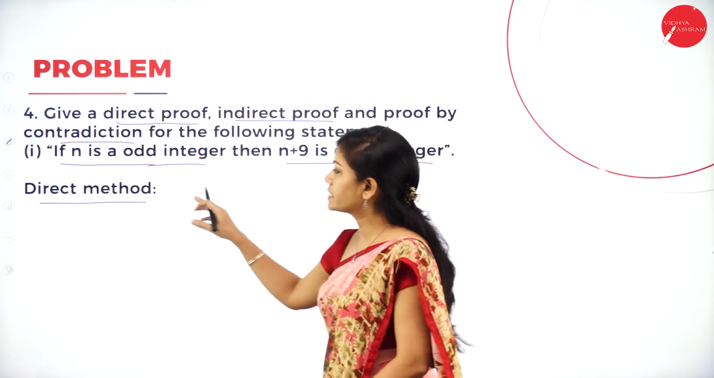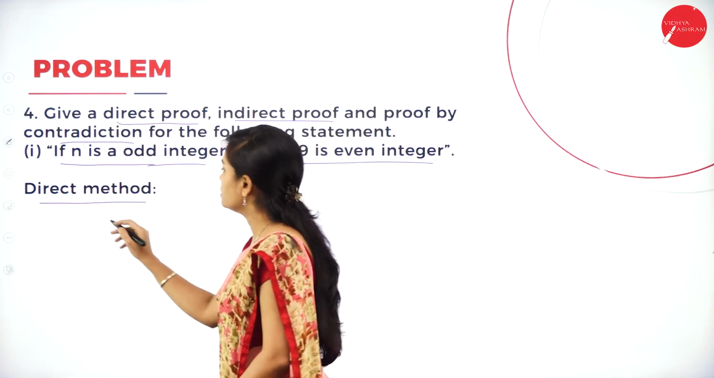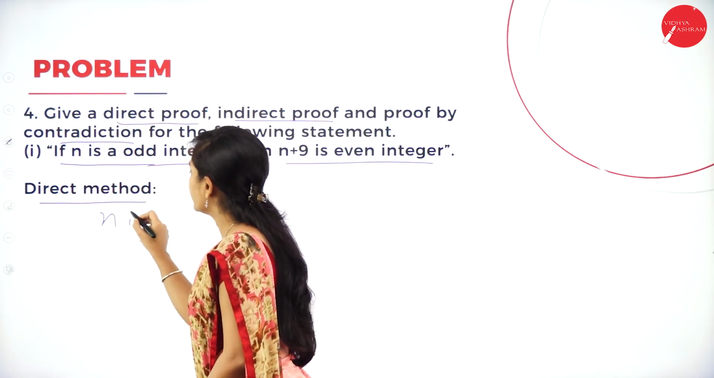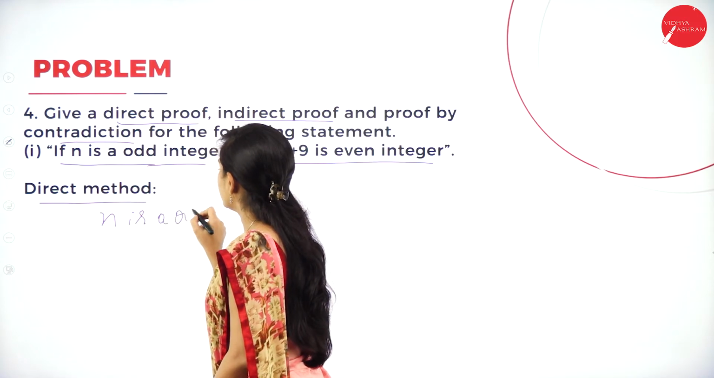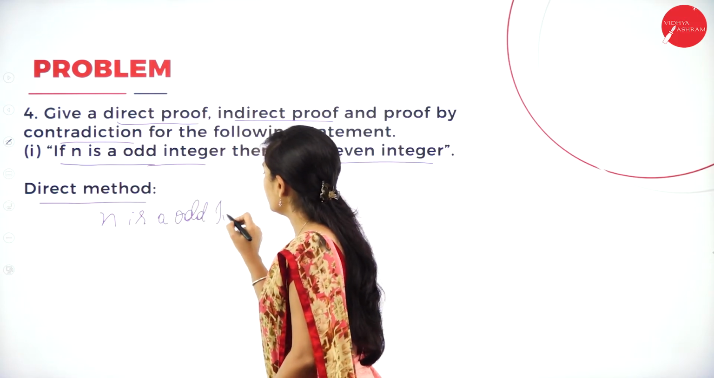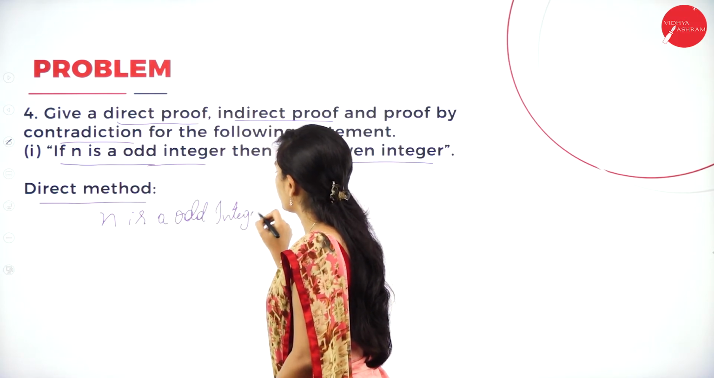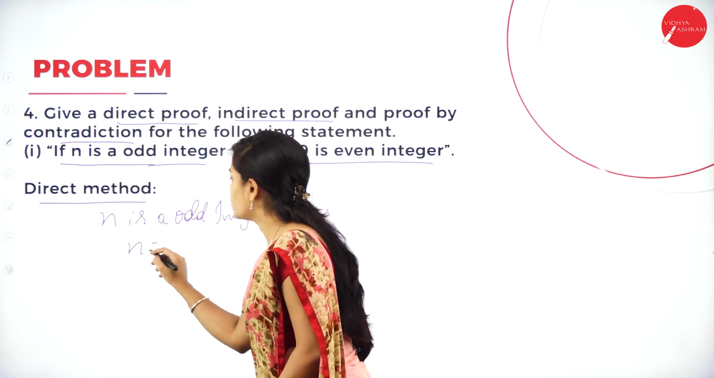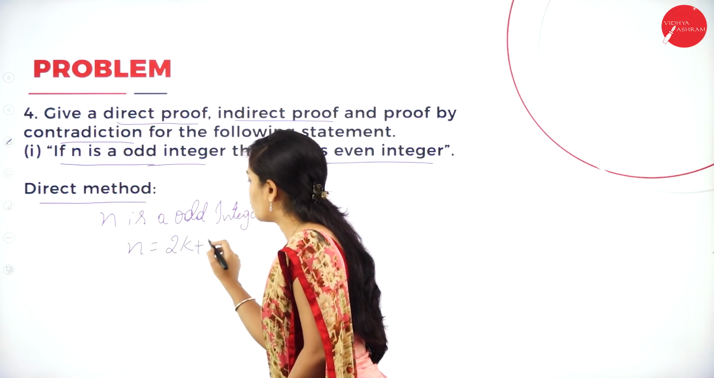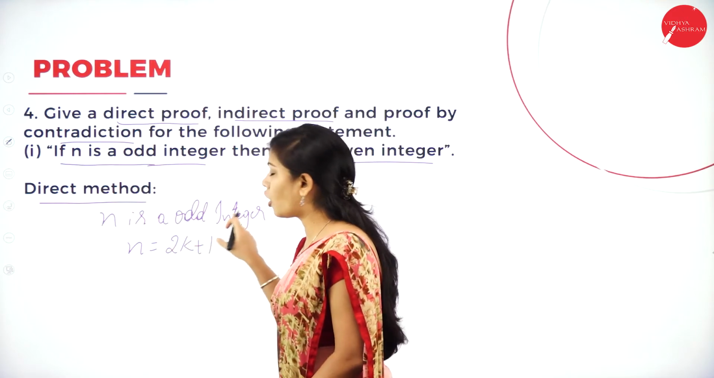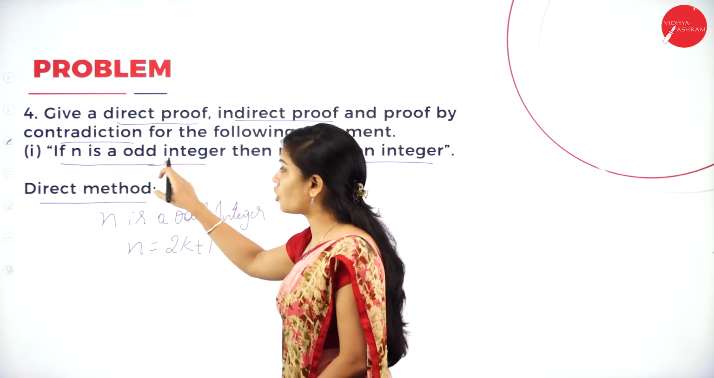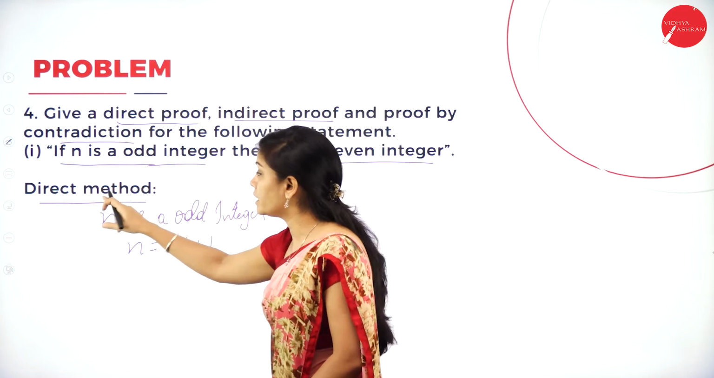So the first method is the direct method. First, I will assume that n is an odd integer. Then n is equal to 2k plus 1, because it is an odd integer, the given statement. So I am proving this by the direct method.